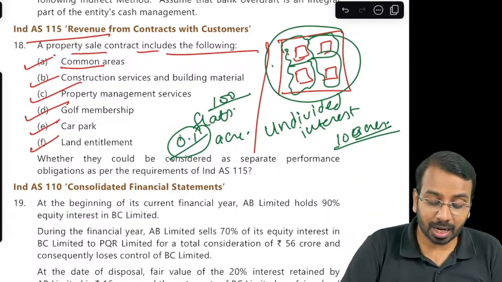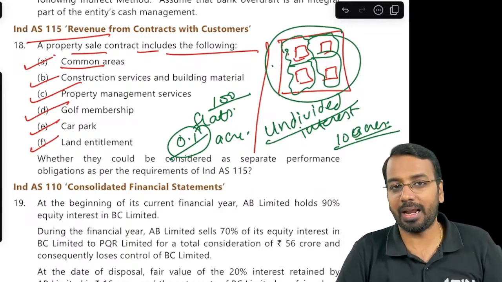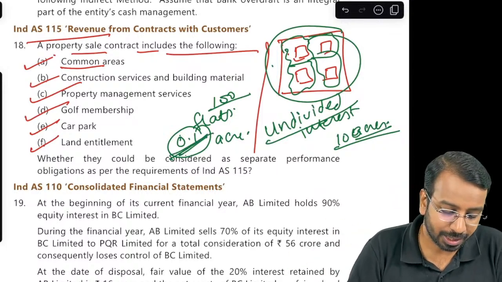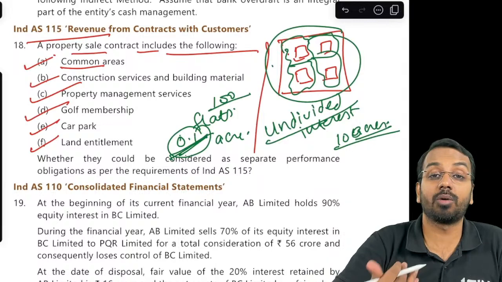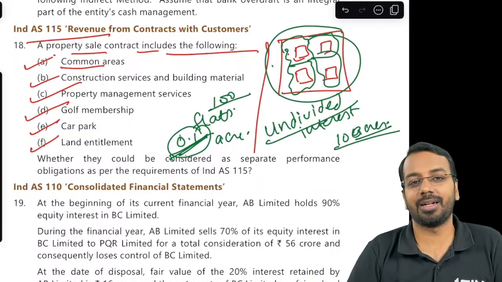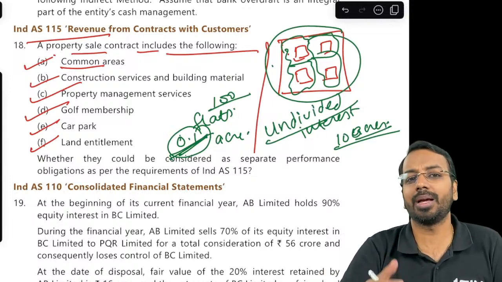But it is undivided. You cannot go and say, I will sell this 0.1 acre of land, that belongs to me. That is not there. In the common pool, you have a 0.1 acre right. That is also sold along with the flat. And then companies also sell car parking facility, clubhouse, swimming pool facilities. All of those are sold. We call them amenities.